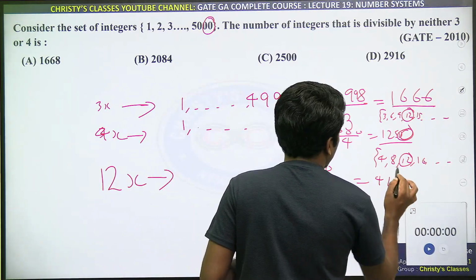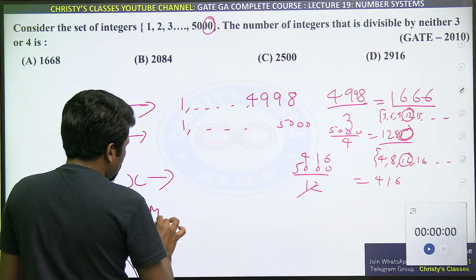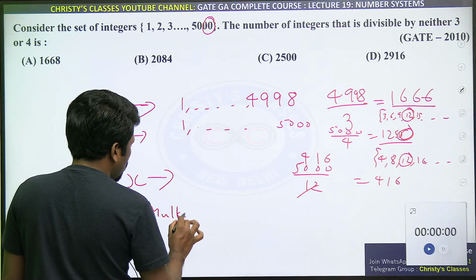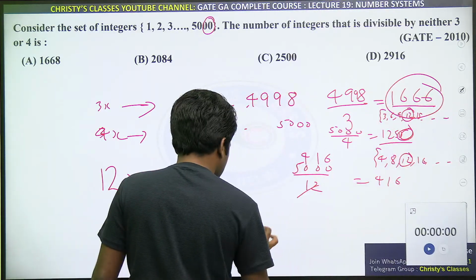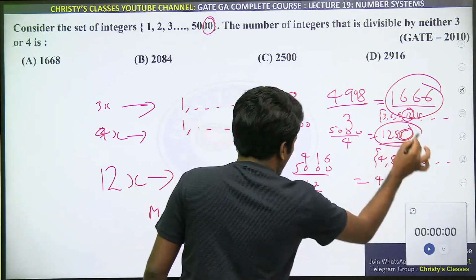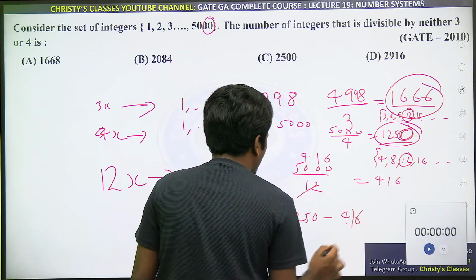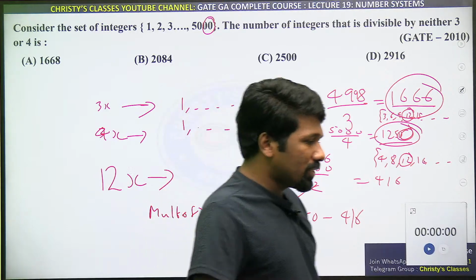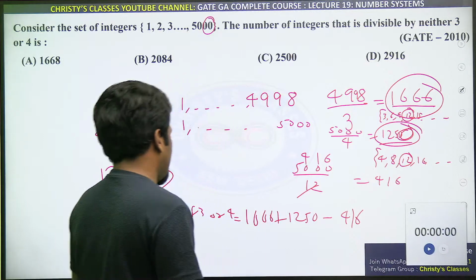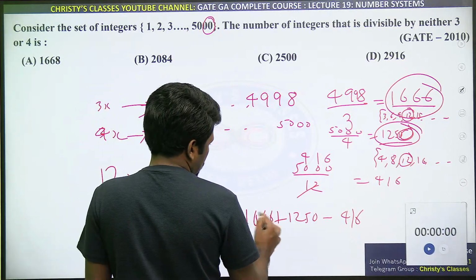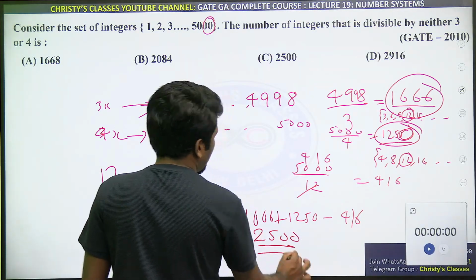416 multiples of 12. That means numbers multiple of 3 or 4 will be this 1666 plus this 1250 minus 416. Are you all understanding why you need to minus that? Because that is counted in both the sets. So when you add it and subtract it, you will get 2500, right? 2500 you will get.